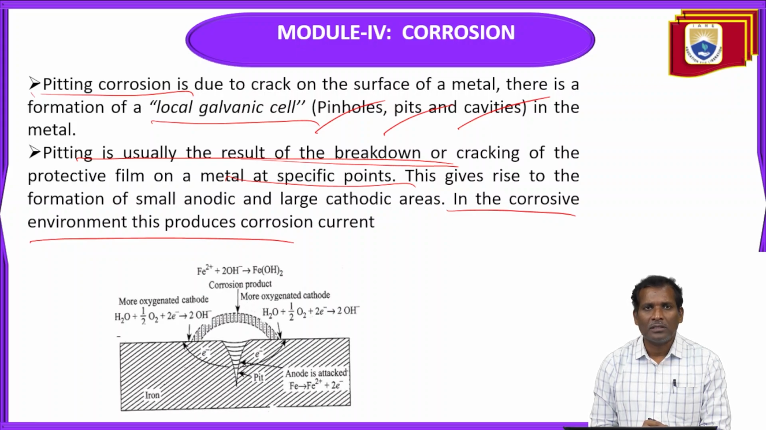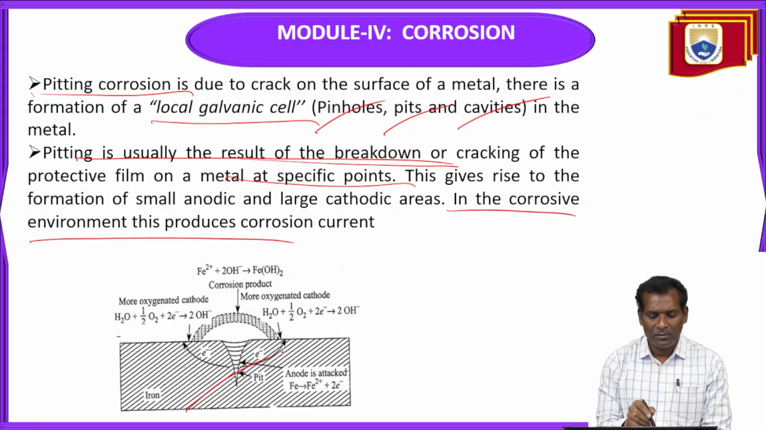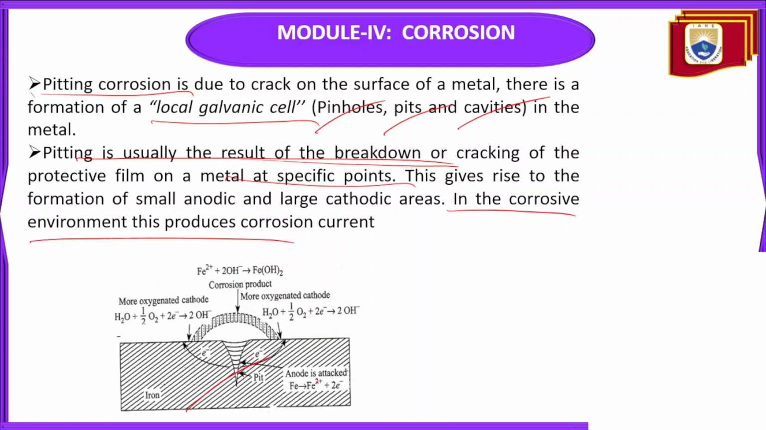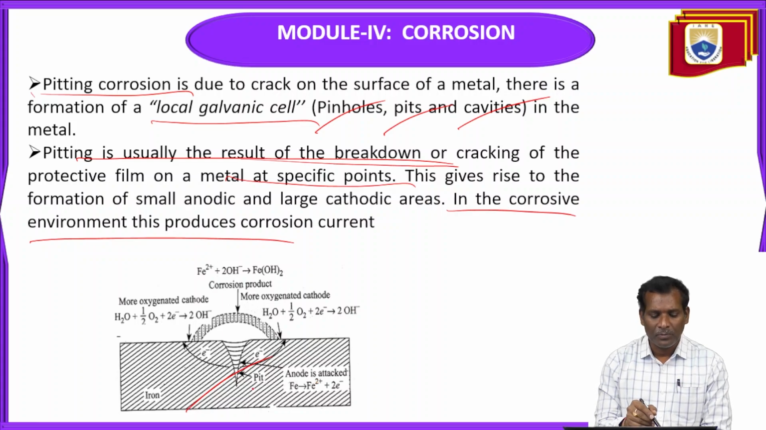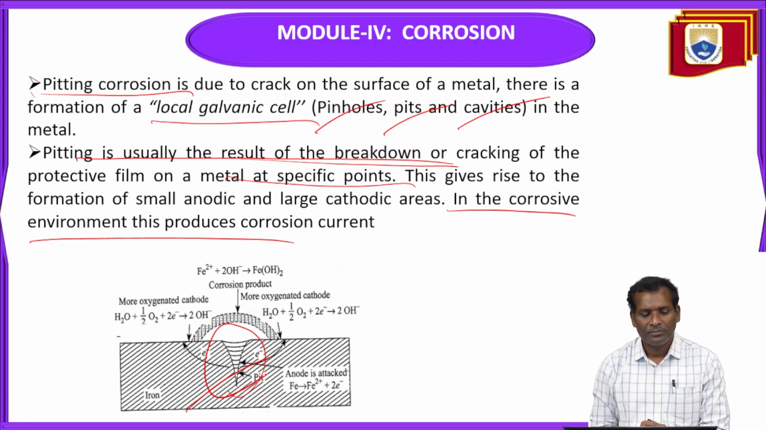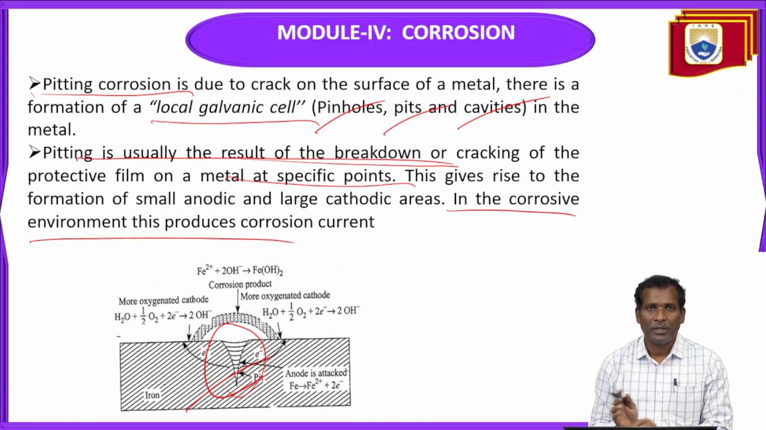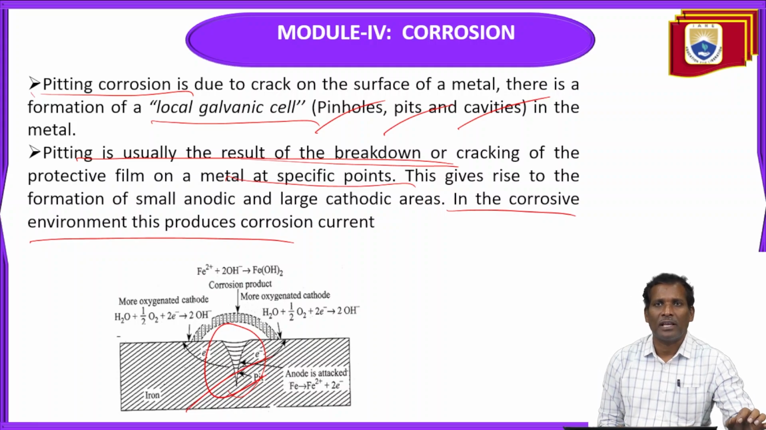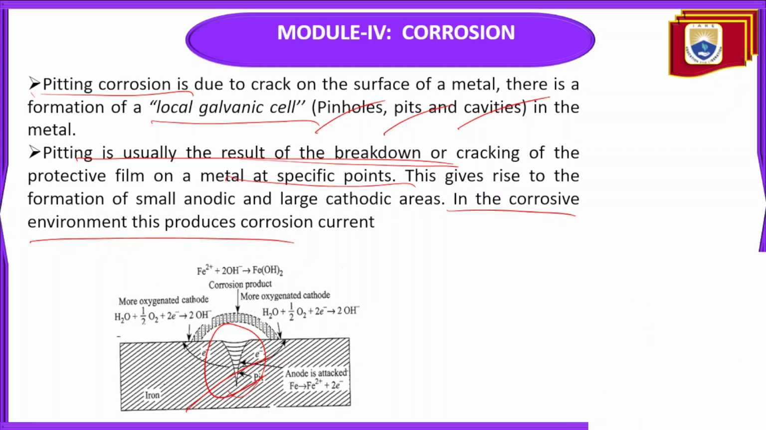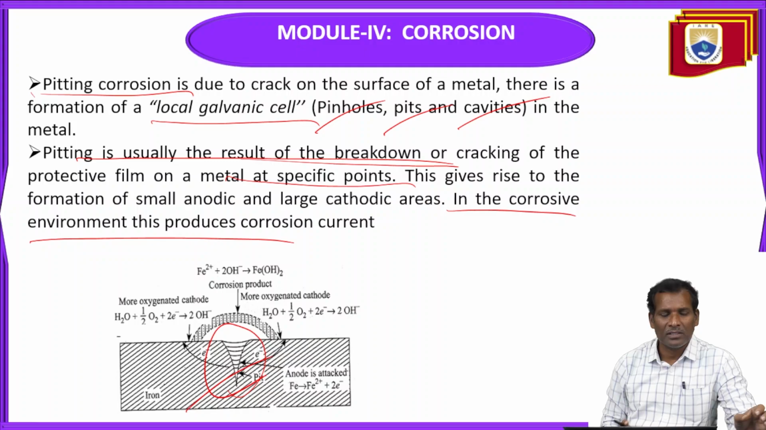See, in this slide diagram, the metal is anode and is attacked, and the small pit area you can see. So there is a formation of a local galvanic cell within the metal. So the pitting is usually the result of the breakdown or cracking of the protective film on a metal at specific points. So generally this type of corrosion environment produces the corrosion current.